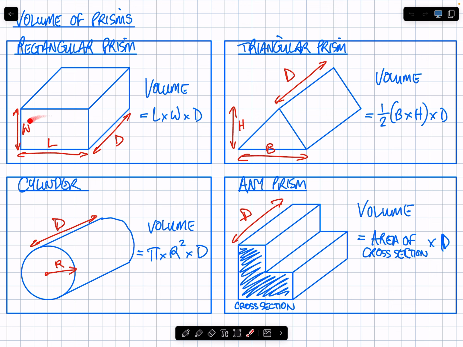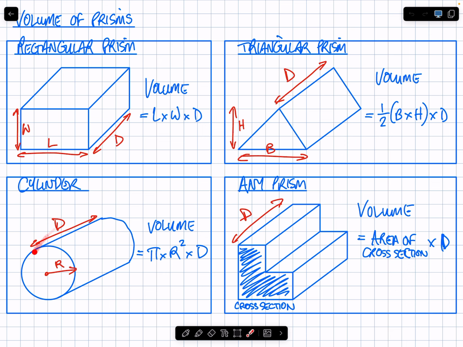Because what shape is on the end of a rectangular prism? And what is the area of a rectangle? Length times width, right? Times by how deep it goes. What's the area of a triangle? Half base times by height. Times by how deep it goes.